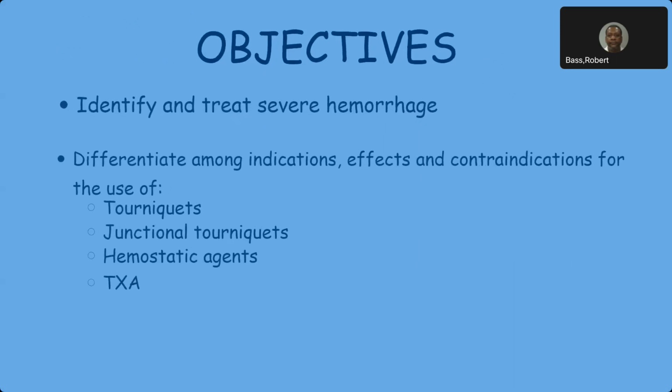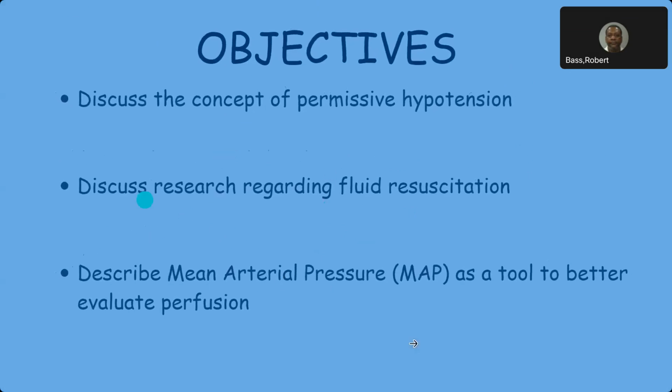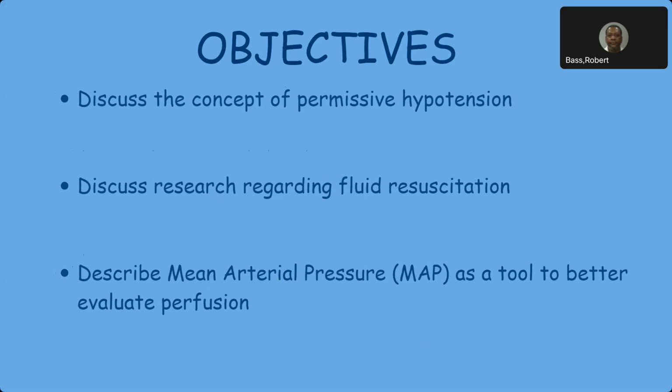The objectives that we will cover: we'll talk about identifying and treating severe hemorrhaging. We'll talk about tourniquets, junctional tourniquets, hemostatic agents, along with TXA. We'll also discuss permissive hypotension, the research behind it, and arterial pressure as a tool to evaluate perfusion.